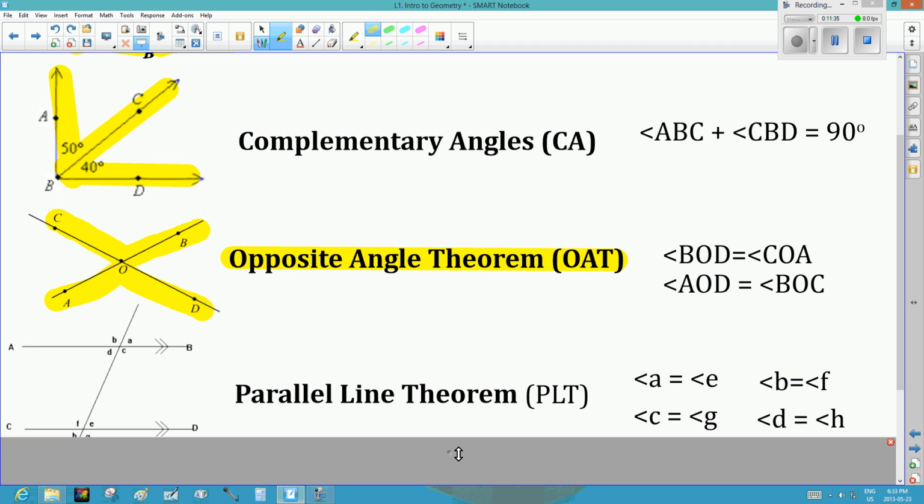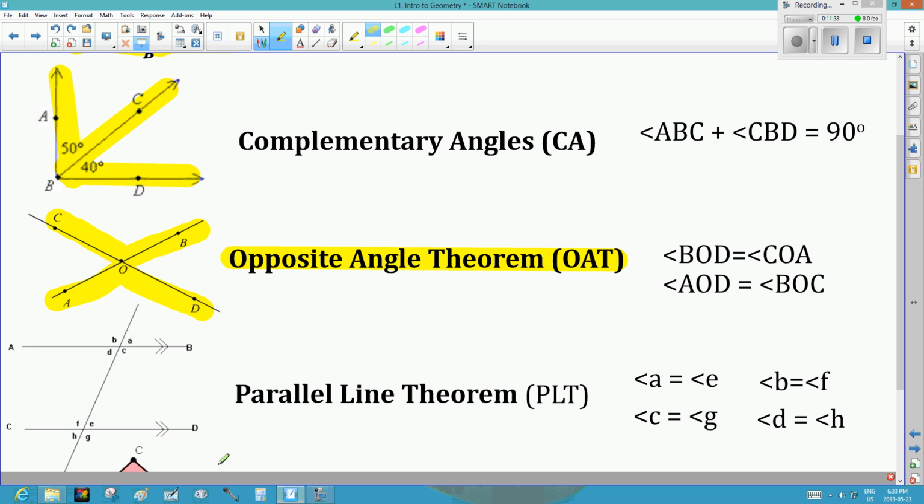We also have parallel line theorem, which means A is equal to E, B is equal to F, C is equal to G, and D is equal to H. If you're using that to describe something, you would say that's the parallel line theorem. A is equal to E because of the parallel line theorem. B is equal to F because of the parallel line theorem.